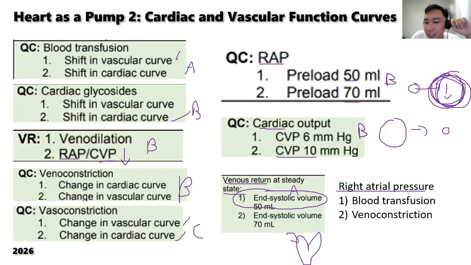Next, right atrial pressure with blood transfusion or venoconstriction. So this is letter C. Why? Kasi blood transfusion, tataas yung blood intravascular volume mo, then you will have a greater right atrial pressure. Kapag kinastrict mo yung veins mo, mas mapump nila yung blood pabalik na right atrium, you would also have a higher right atrial pressure. So both of them increase your right atrial pressure.